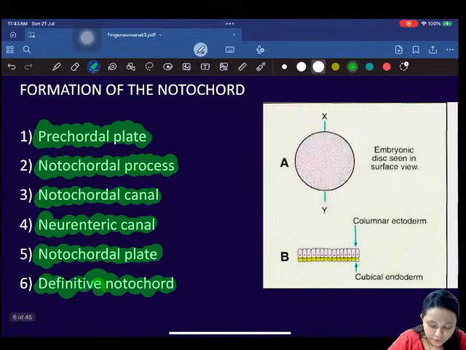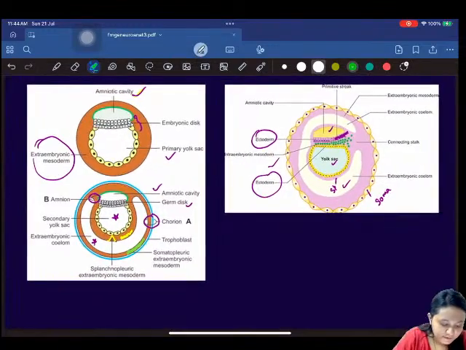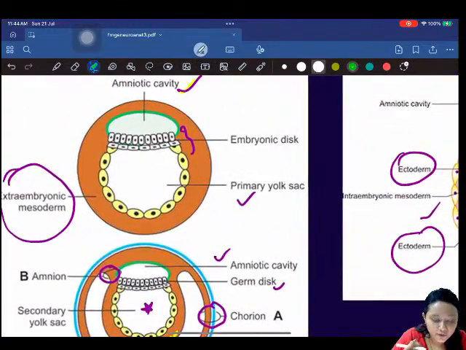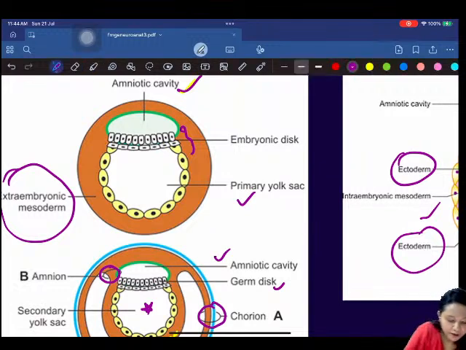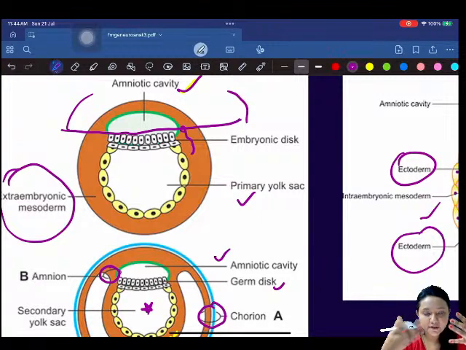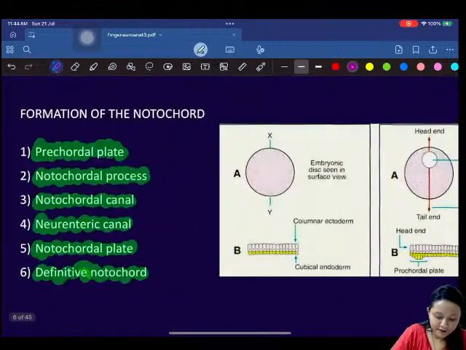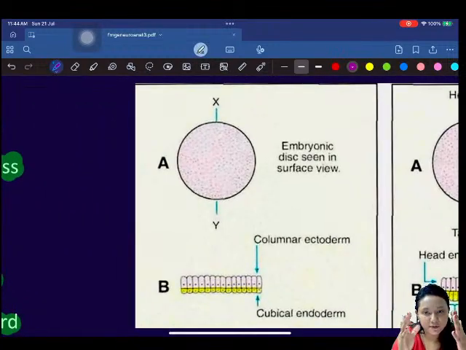Now I want to say that you can see this image, right? Now if we cut from here and remove the amniotic sac, okay, remove the amniotic cavity and see from above, if we cut away this entire part and see this entire structure from above, then you will see this embryonic disc. First it is round and then it becomes elongated.